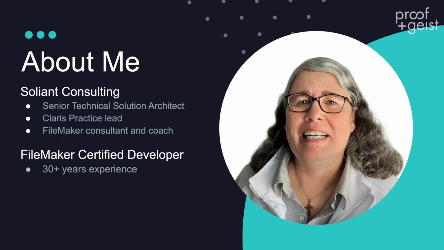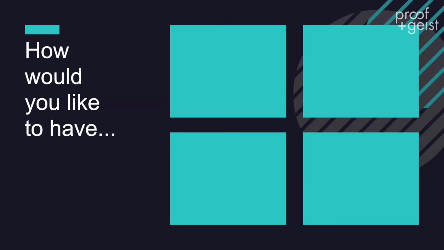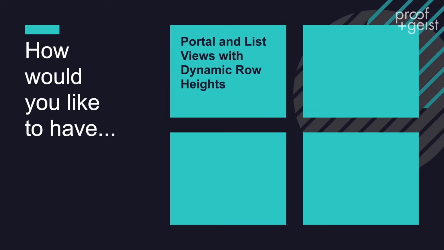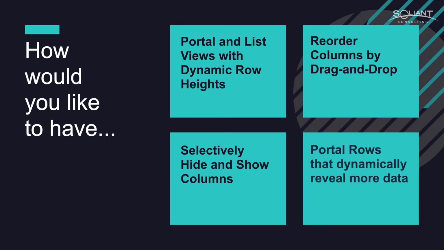I've been building FileMaker apps for a long time, and I'm excited about what you can now do with DataTables. How would you like to have portals and list views with dynamic row heights? Or reorder columns by just dragging and dropping them? Selectively hide and show columns, and have portal rows that dynamically reveal more data. Let's take a look.